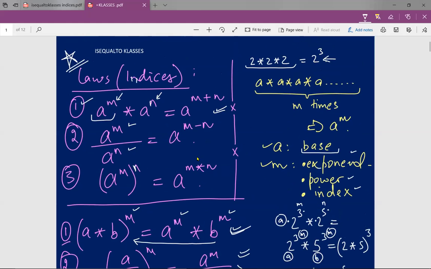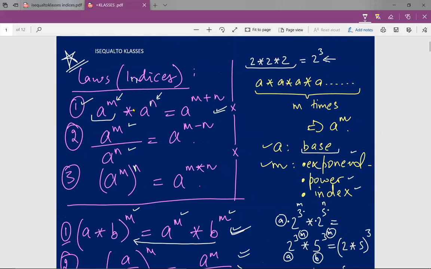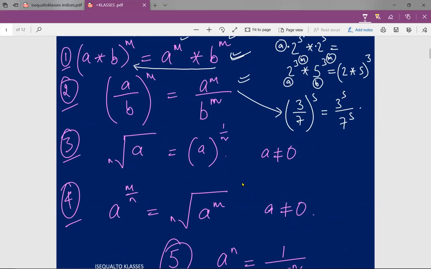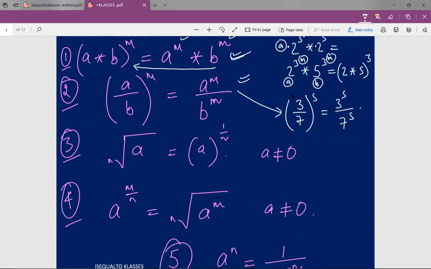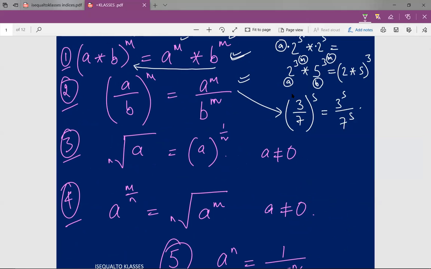See, the fundamental difference between these laws and these laws is that here the bases are the same and the powers are changing. Here the bases are changing, but the powers are the same. Now this gets confusing to a lot of students. It's a very simple thing that you need to understand, but at times when you are doing questions, this becomes a very tricky topic for a few people.